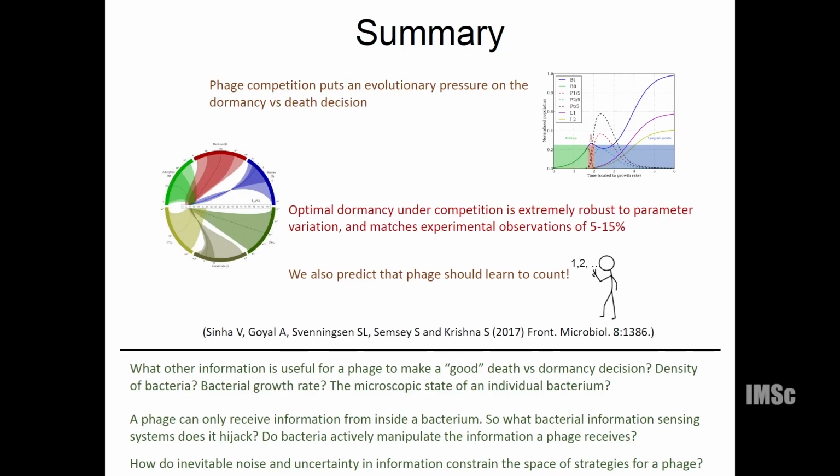So, let me just summarize. What we have tried to do is use a combination of dynamical systems and game theory to show that, firstly, there is reason to believe that in a competitive scenario there is an optimal percentage. There are pulls and pressures in two ways, because in a competition you want to produce enough offspring to basically take over the lysogens, but you need to go lysogenic also.